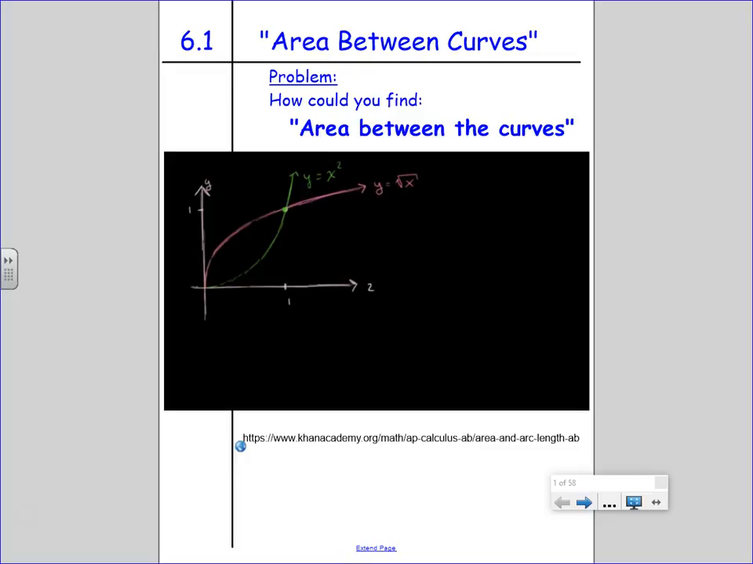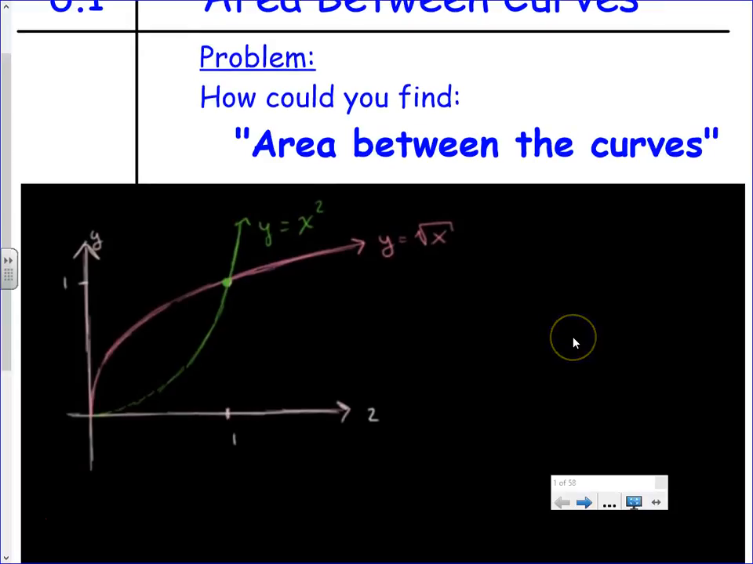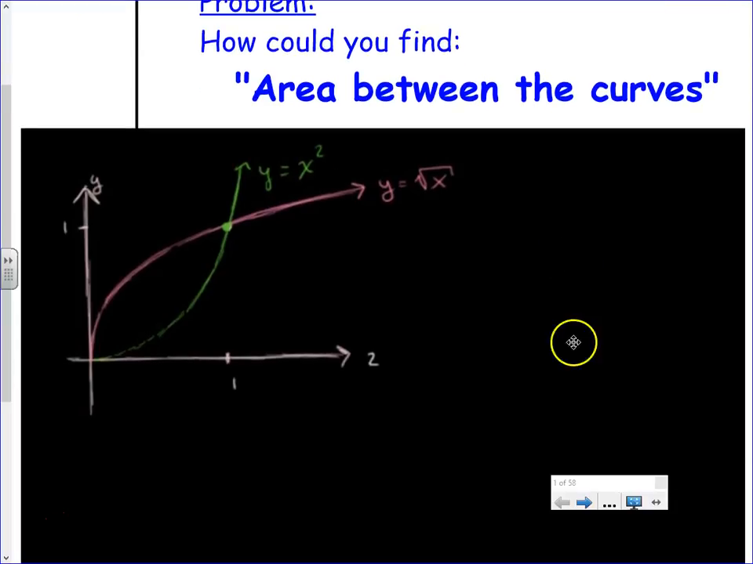Why did he deal with them separately? Because they're two different functions. But why did he use subtraction in between? Because we're trying to find the area between.